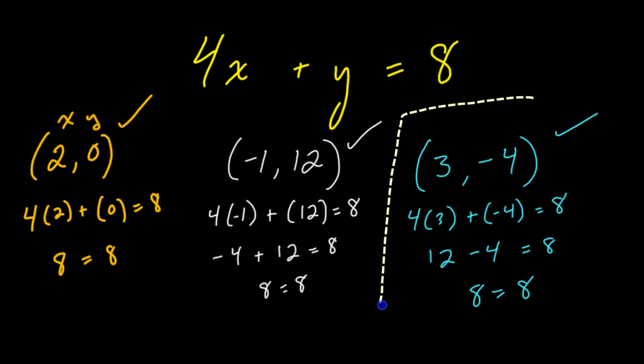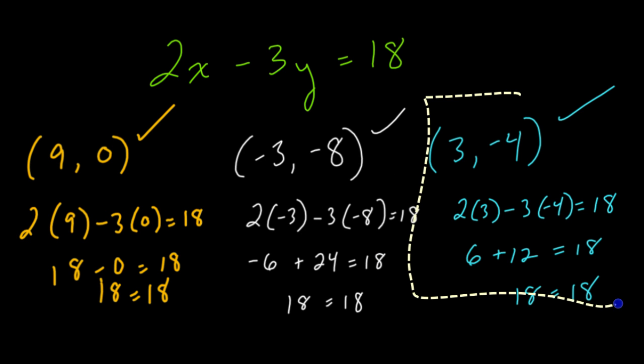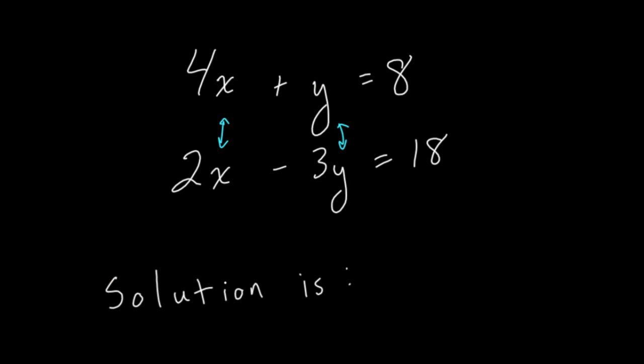We've got this (3, -4). It makes our first equation true. Also makes our second equation true. So that, in and of itself, is going to be the solution to our system of equations. It's going to be the one set of points that makes both equations true at the same time.